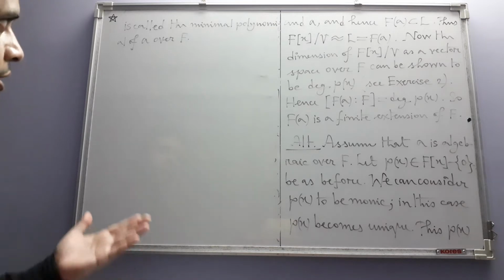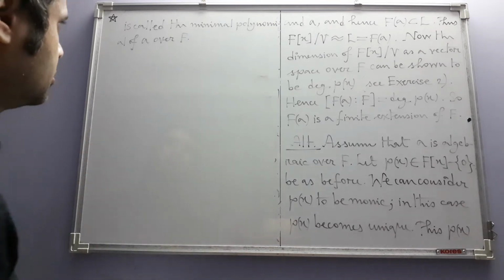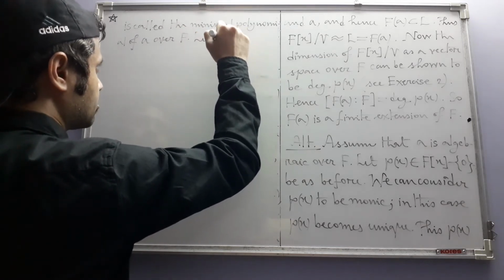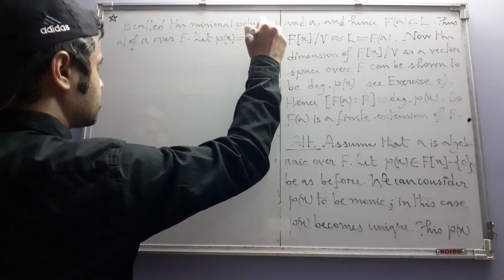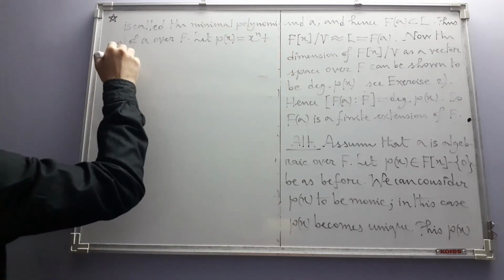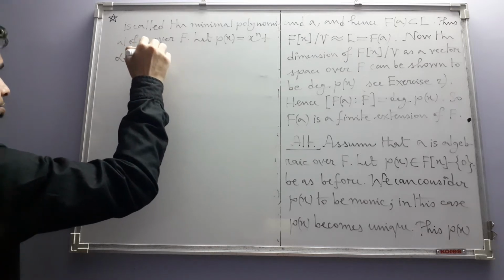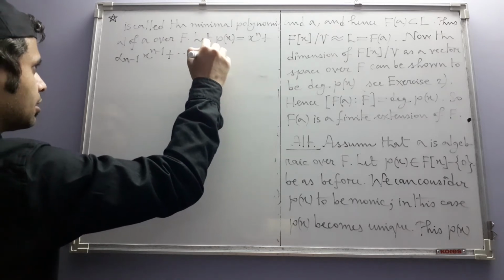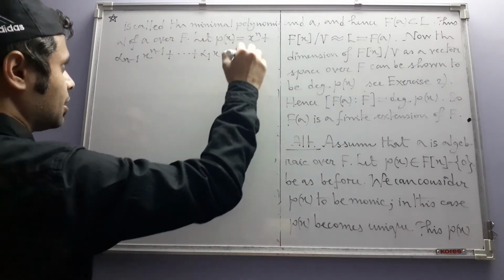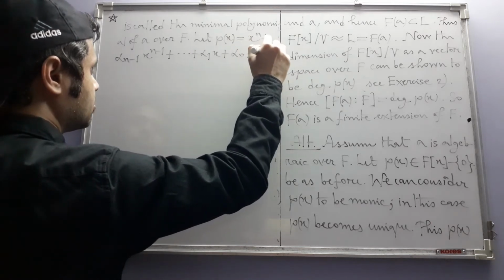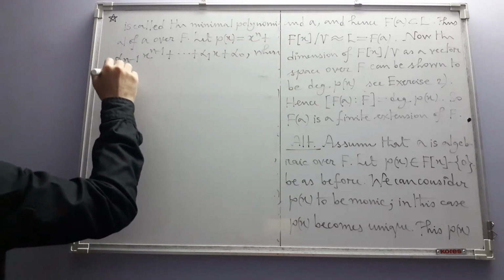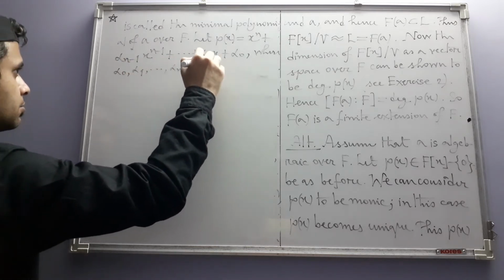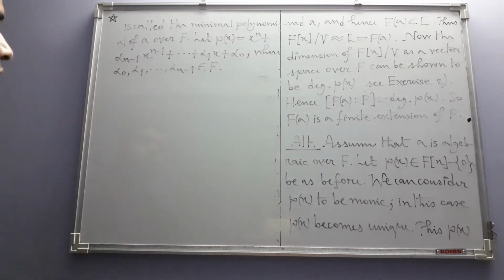We are now actually going to write an expression for this polynomial, so that we can use it. Px equal to x to the power n plus alpha n minus 1 x to the power n minus 1 and so on, alpha 1 x plus alpha naught, where these are of course elements in the field F.